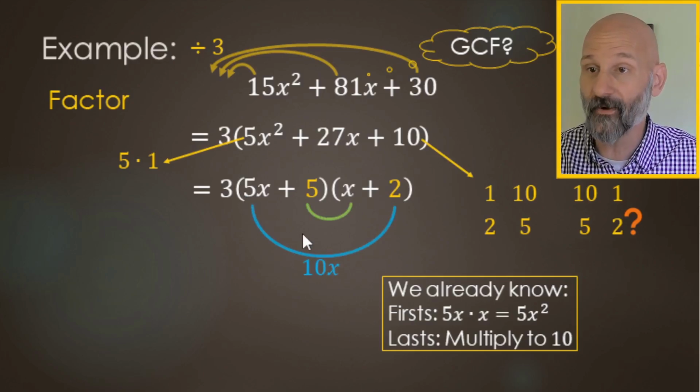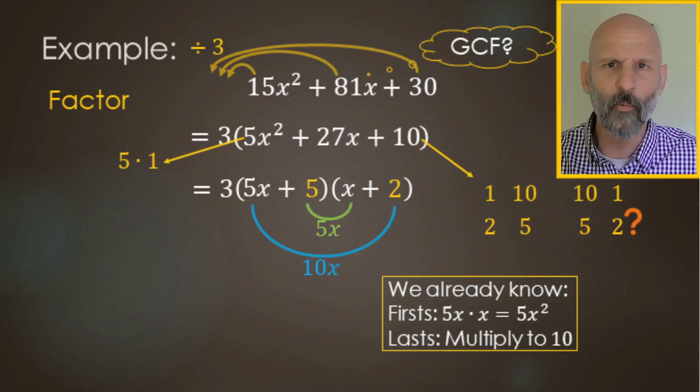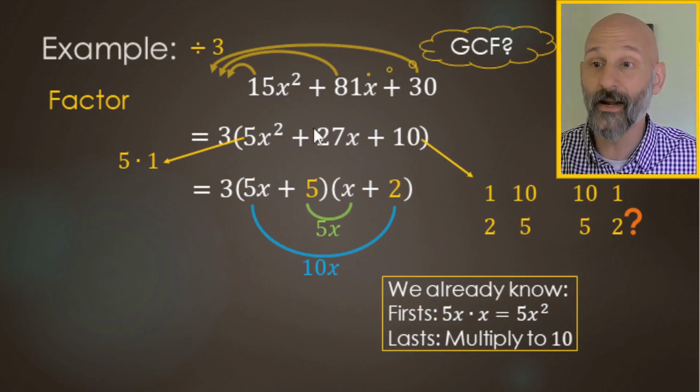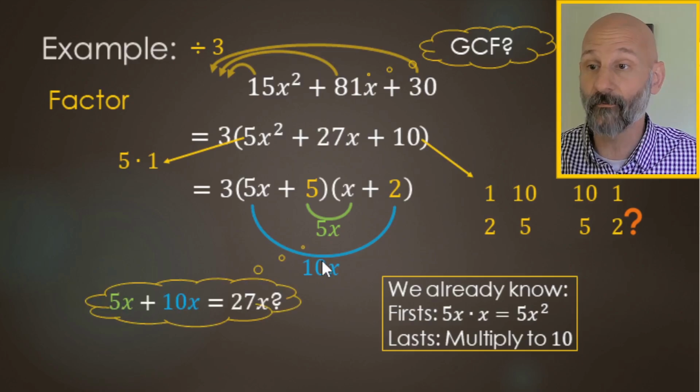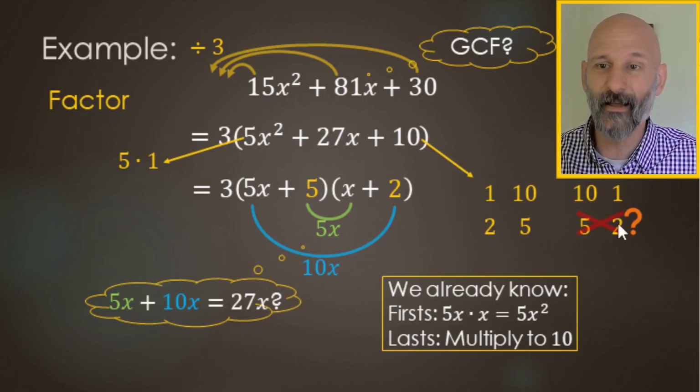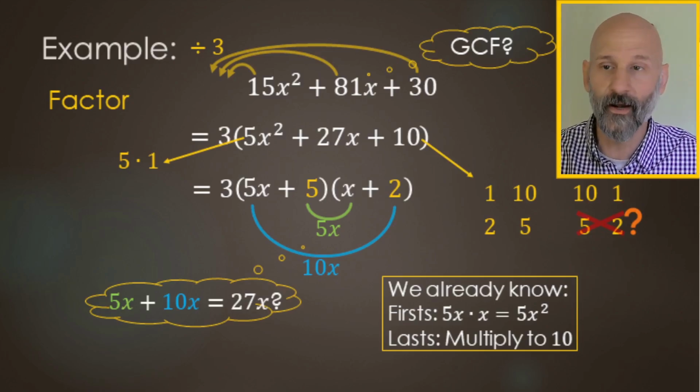So the outers, 5x times 2 is going to be 10x, and then we have a 5 times x there. Now what are we shooting for? We're shooting for this 27x there, right? So 5x plus 10x, does that make 27? No, it doesn't. So we know 5 and 2 is not part of the answer there, or the factors, right? So let's try another one.